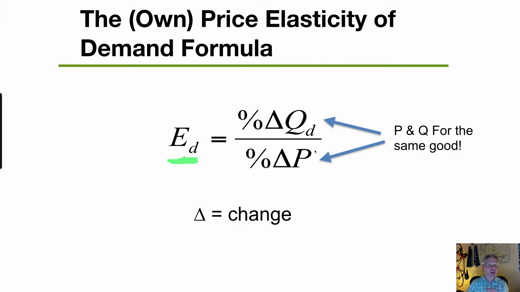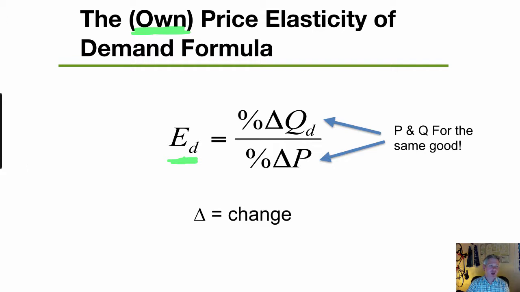Later on, we're going to look at cases where this isn't the same good, and that's going to be something different. So again, that's why I have, throughout this chapter, inserted the word own here. Own-price elasticity of demand, all right? Because this is for the same good, all right?